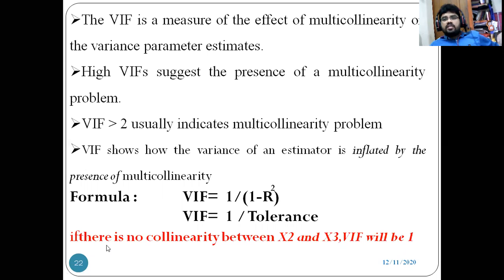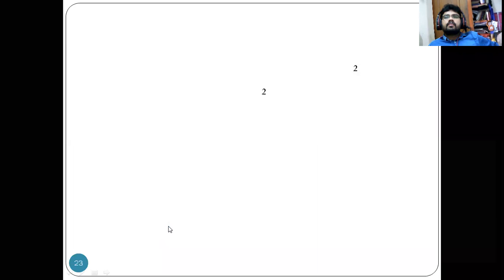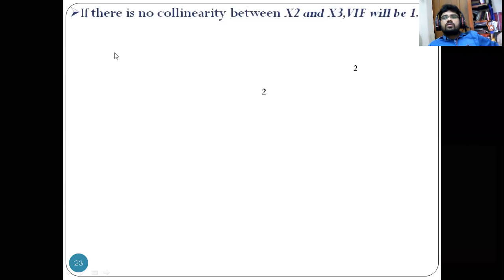Here, as I'm showing, if there is no multicollinearity between x2 and x3, VIF will be 1. For example, when there is no relationship between the independent variables, the VIF is equal to 1.